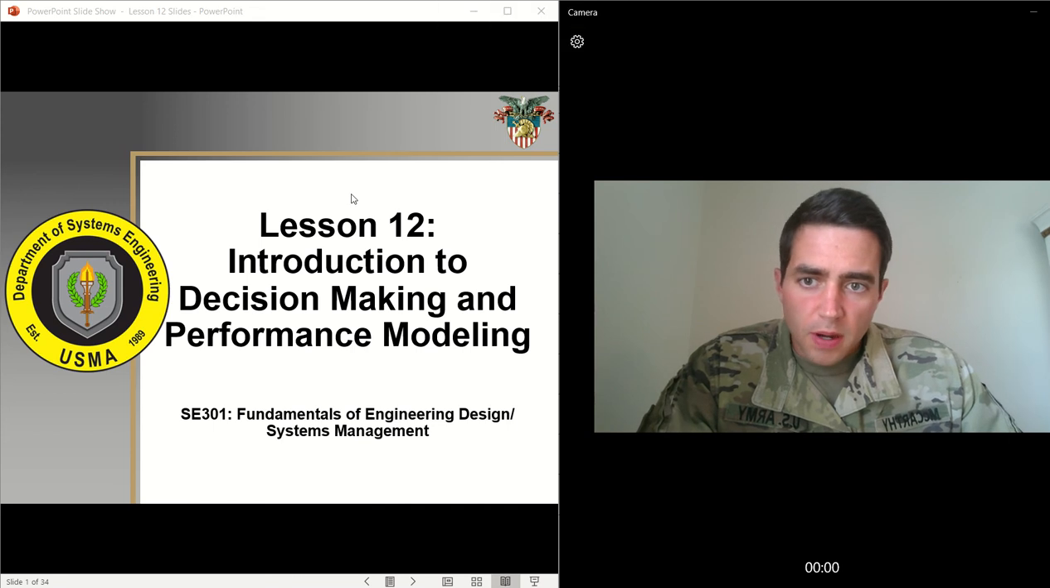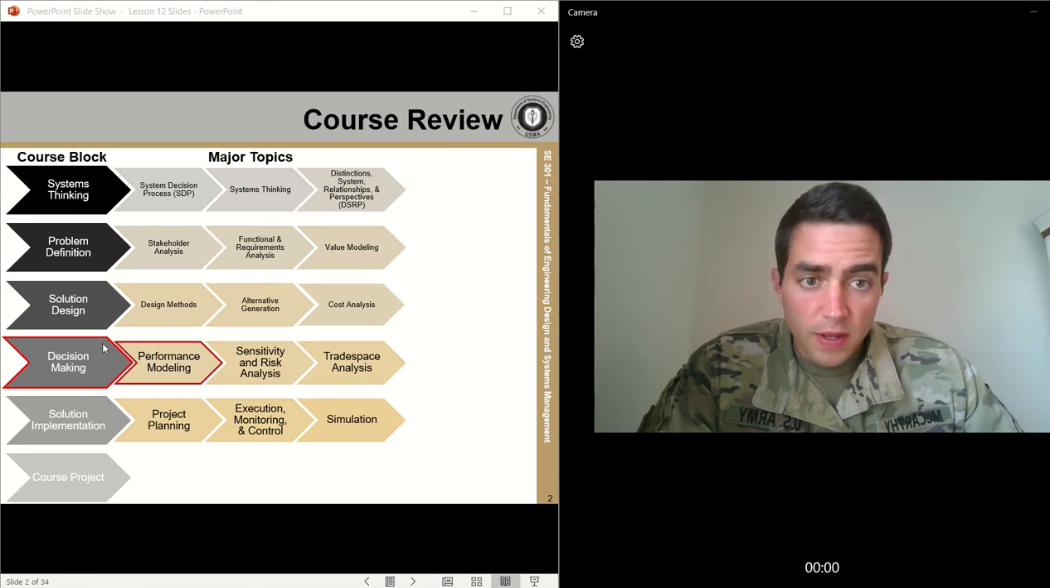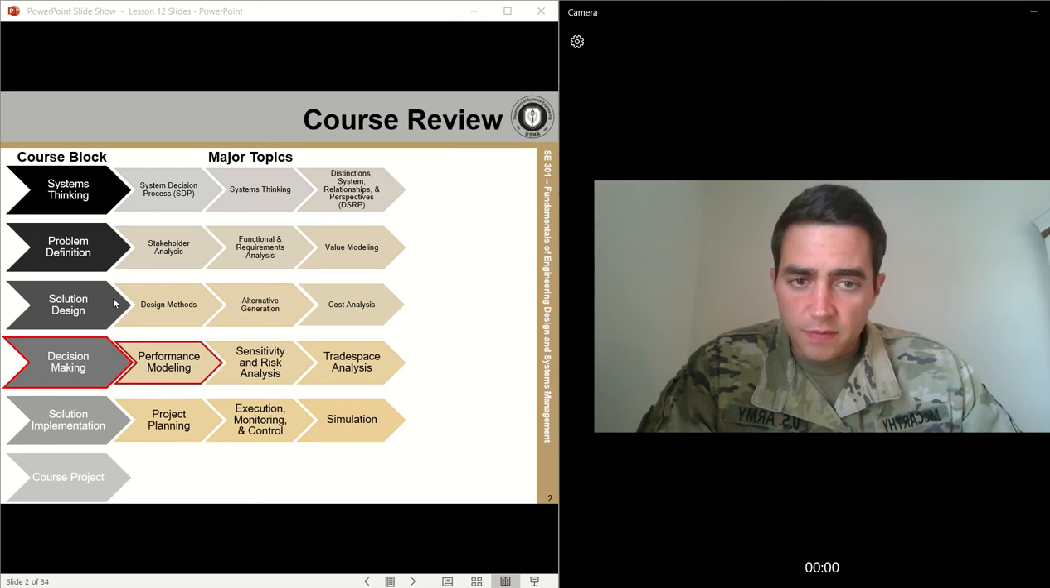Today we're going to talk about an introduction to the decision-making phase and also performance modeling. This is just where we are as a bit of a review for the course. Decision-making phase, one more phase, solution implementation after this one, and we'll be complete with all the requirements as far as lesson objectives are concerned for this course.